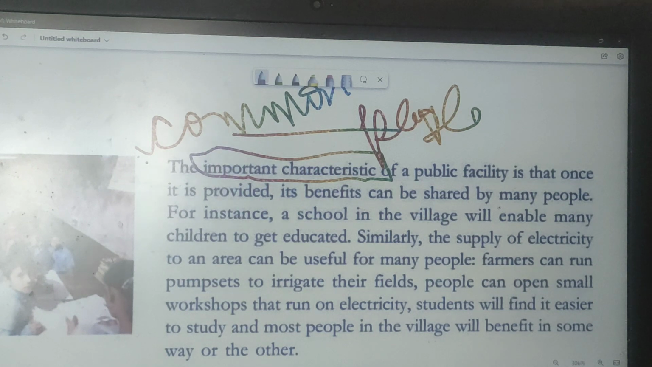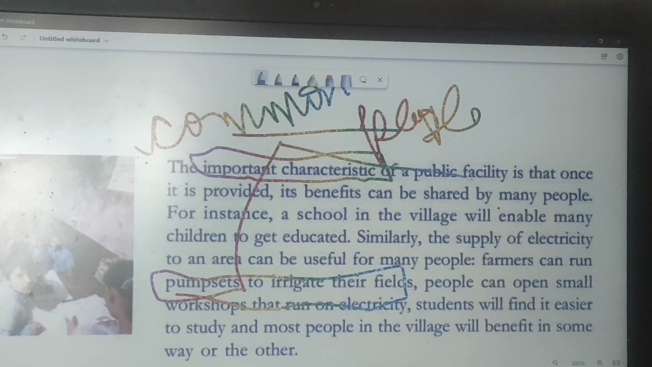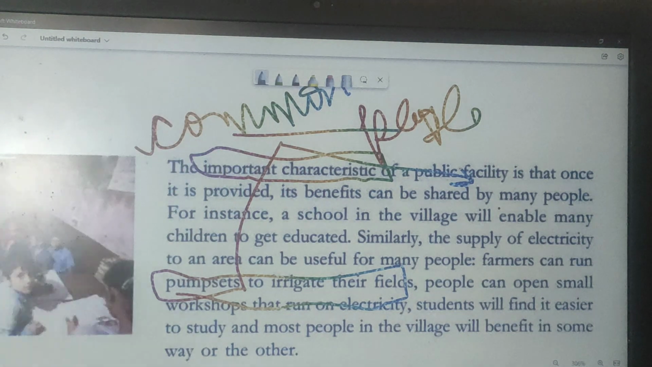The farmer can run the pump sets to irrigate their fields. You may have seen pump sets in the fields to take out the water. Yes, these pump sets can be used to irrigate their fields. This is a public facility. It comes under public facility. People can open small workshops that can run on electricity, and students will find it easier to study, and most people in the village will take the benefit of it in some way or another. Clear? Now the next one.